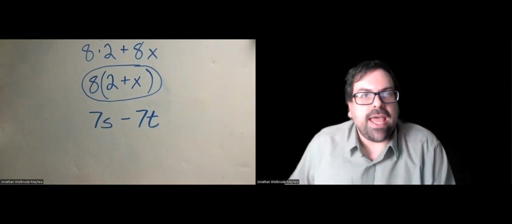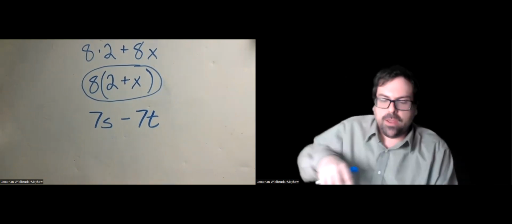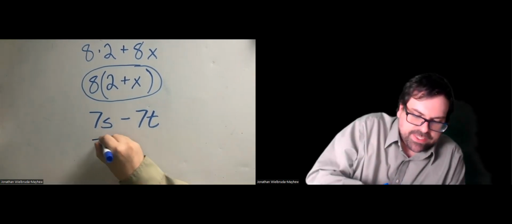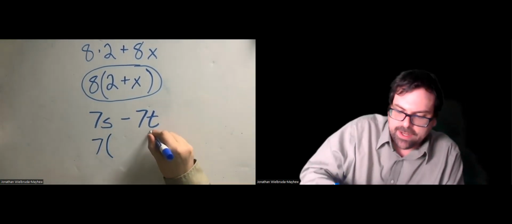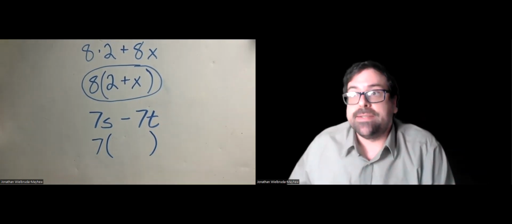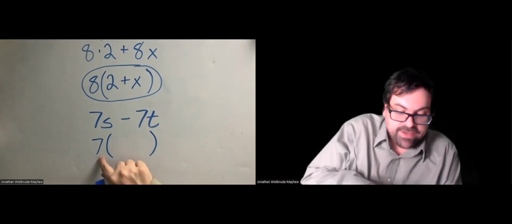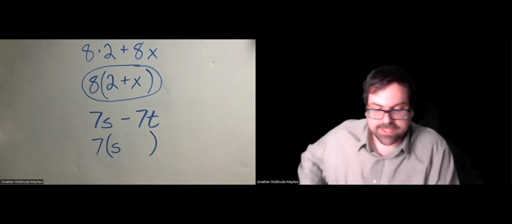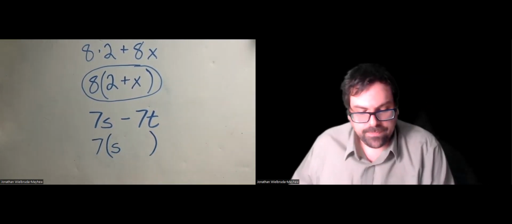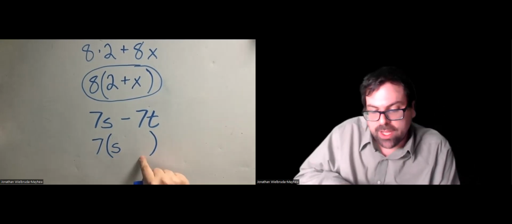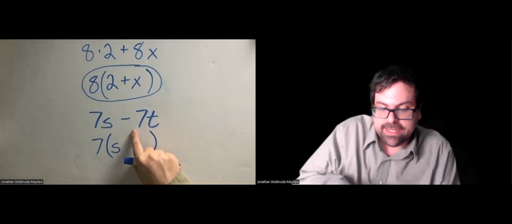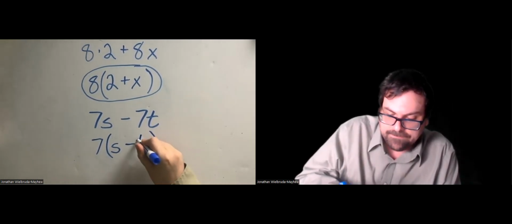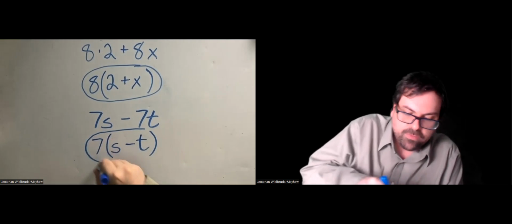7s minus 7t. Both of these have times 7. So the 7 is what would be on the outside of the parentheses. 7 times what is 7s? 7 times s. 7 times what is negative 7t? 7 times negative t. We've gone in reverse.